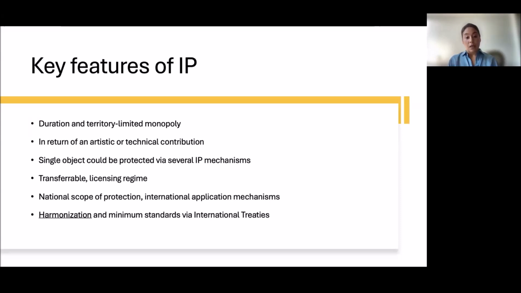International treaties harmonize intellectual property laws in different countries and set minimum standards. But the harmonization is not absolute, and it's mainly about the procedural aspects of intellectual property rather than the substantial law.